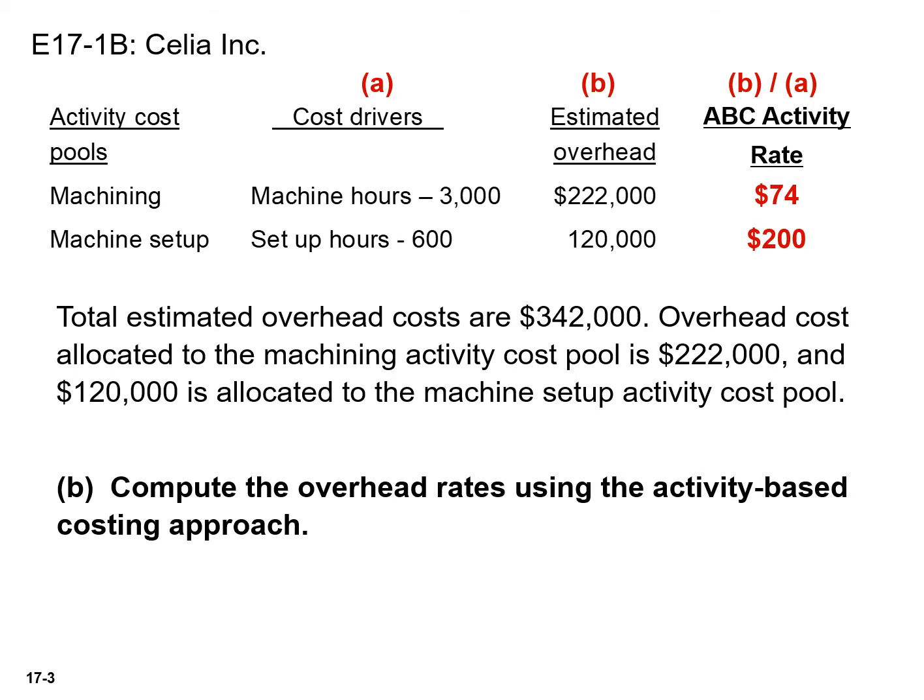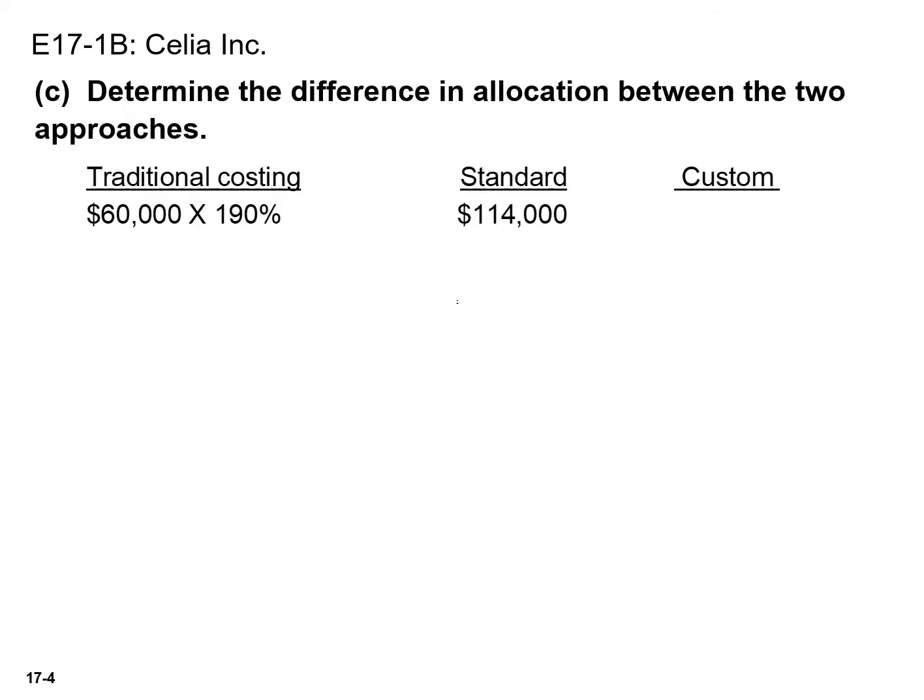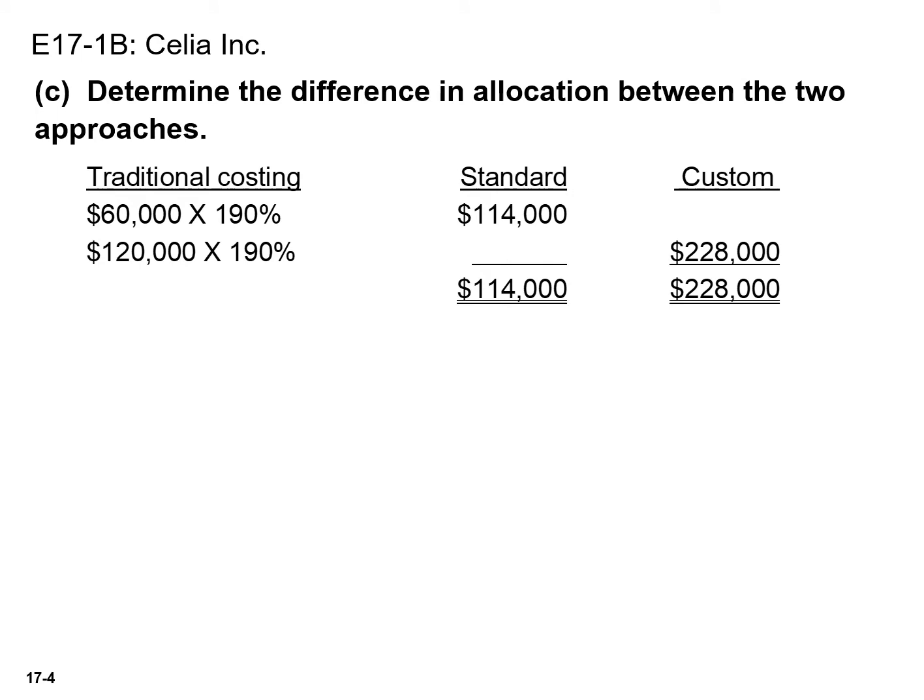All right, let's focus on the traditional costing. We know that our standard handbag required $60,000 of direct labor cost, and we know that our predetermined overhead rate was 190%, which means we're going to allocate $114,000 to our standard handbag. We're going to do a very similar exercise, except that our direct labor cost for the custom handbag is $120,000. We're going to multiply that by 190%, so we're going to allocate $228,000 to the custom handbag.